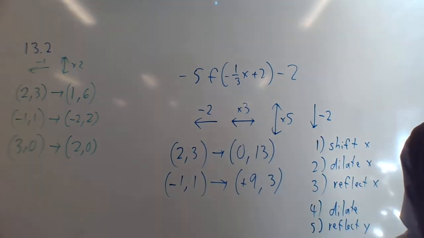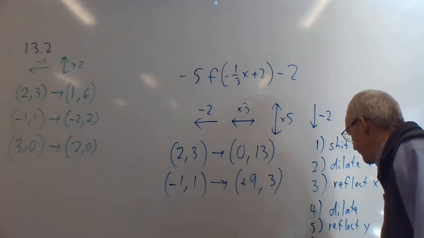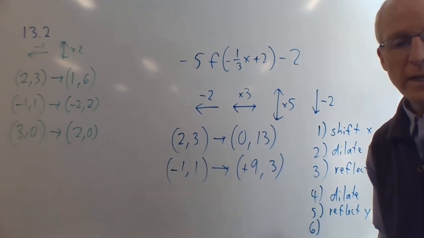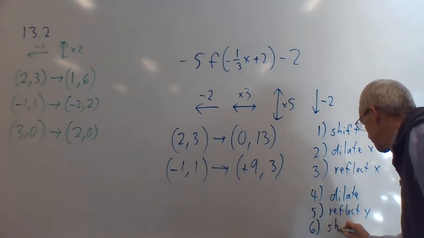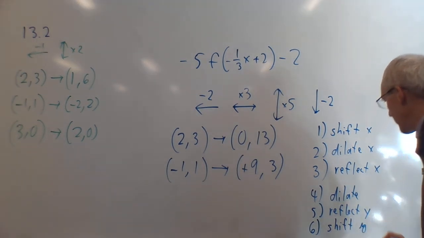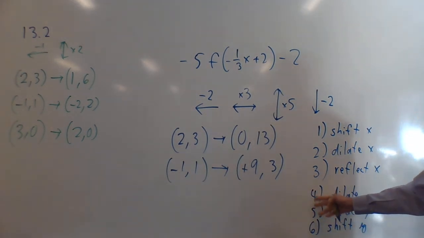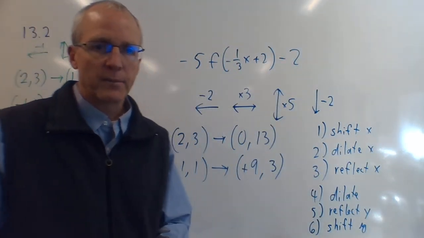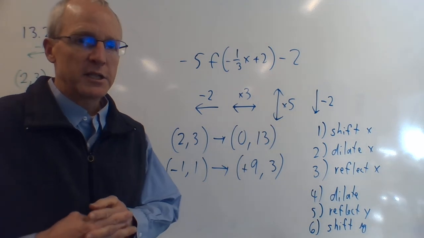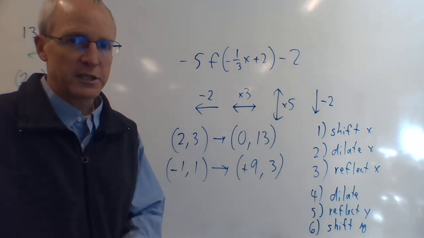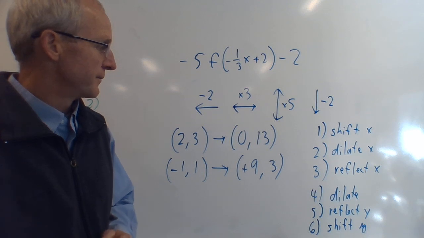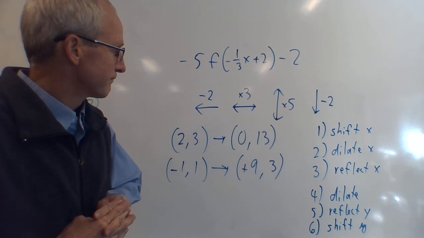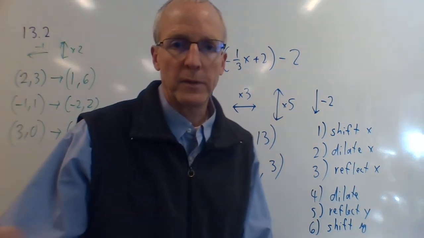And then finally, the last thing you do, the 6th step, is you shift the y value. And again, the dilating and the reflecting don't really matter which one you do first. They end up getting the same thing. But might as well choose an order. Dilate, reflect, shift. That's the deal. Okay, so that is how you do those. All right, hopefully that makes sense.